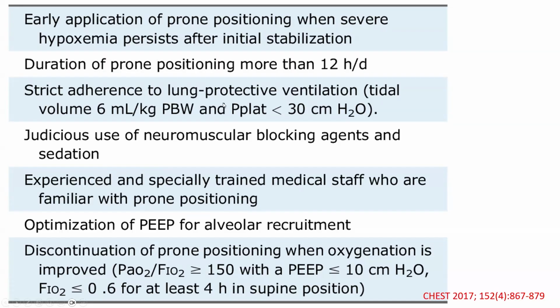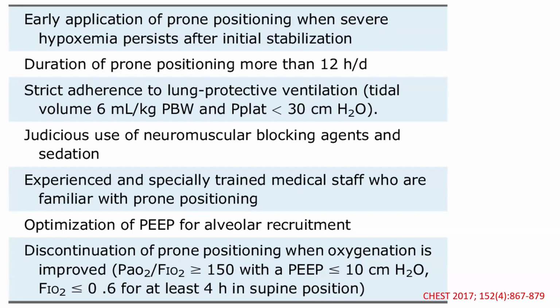And optimization of PEEP needs to be done, and prone positioning can be discontinued when oxygenation improves, that means PF ratio is more than 150 with PEEP less than 10 and FiO2 less than 0.6, after at least 4 hours in the supine position. So these are all the things you need to do when you do prone positioning.